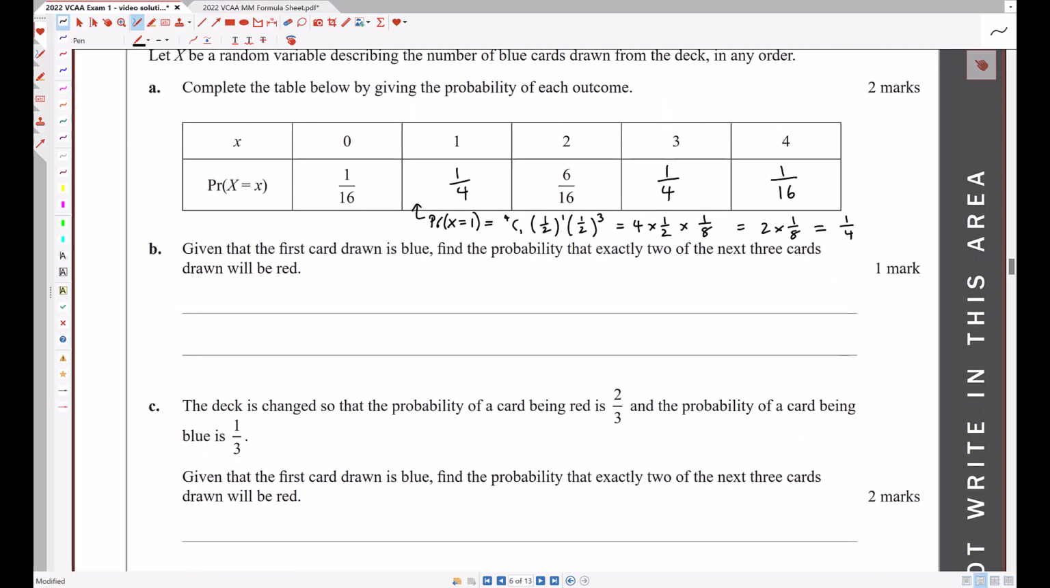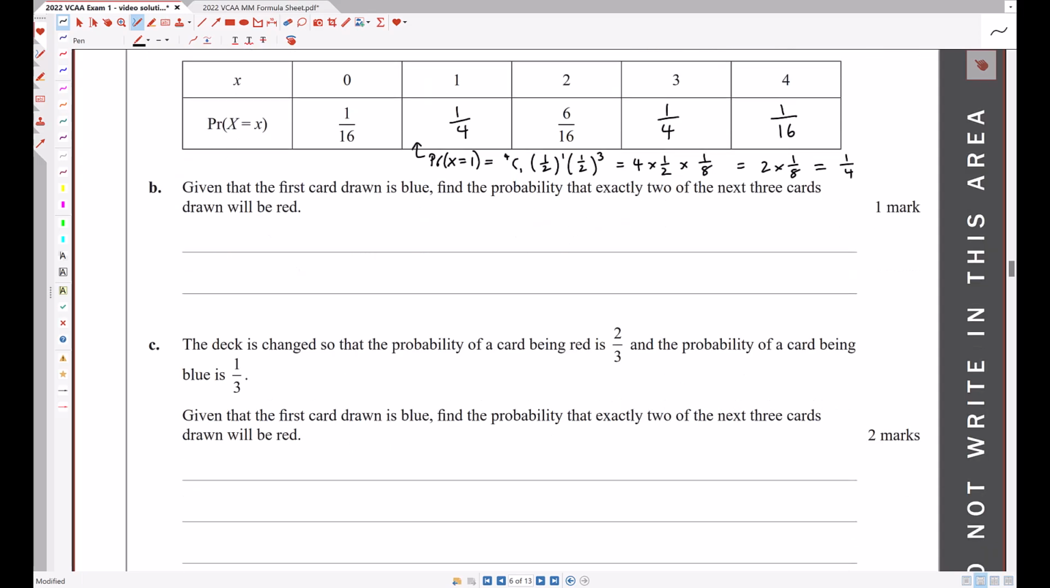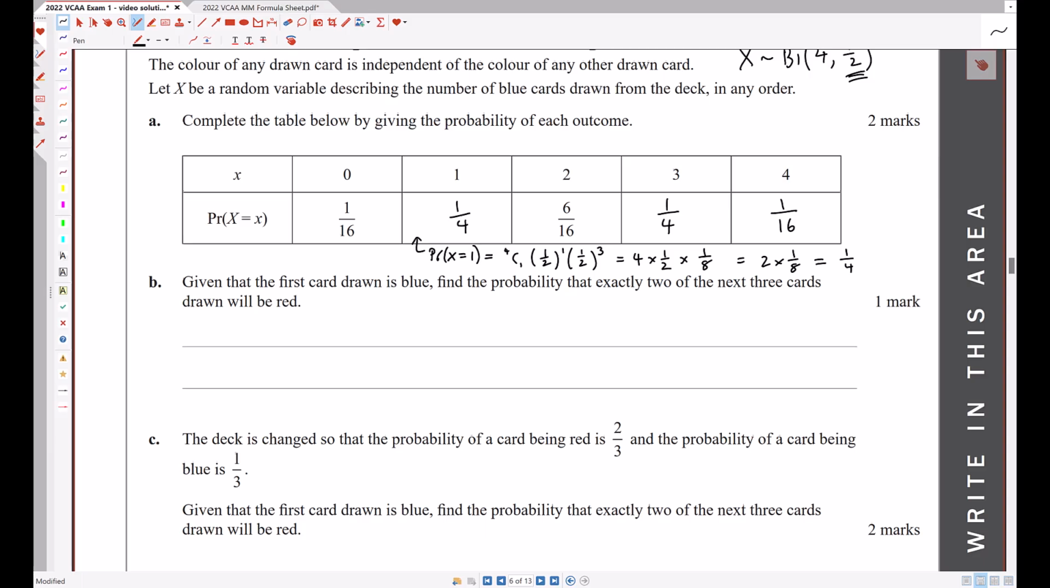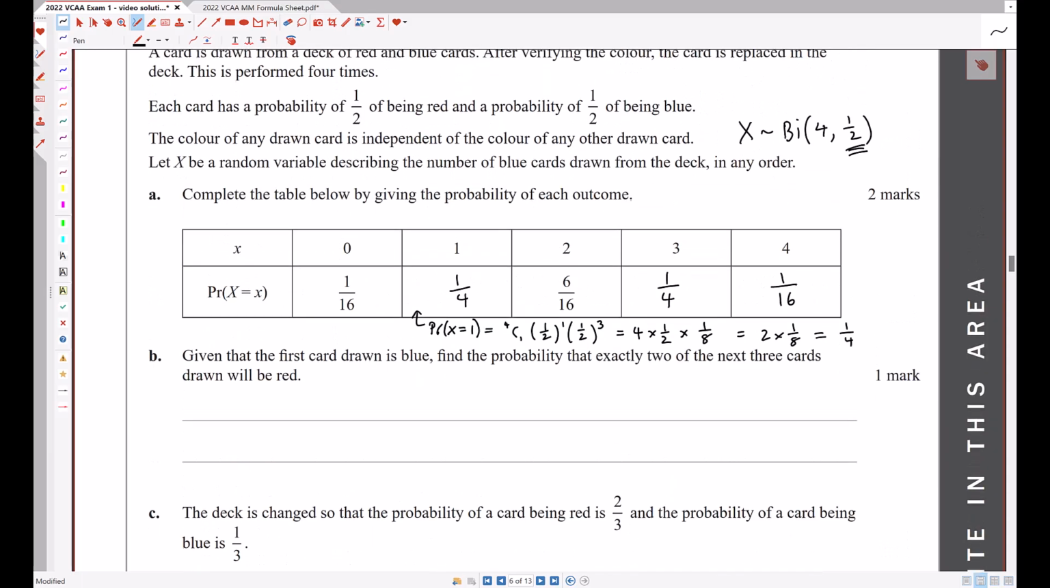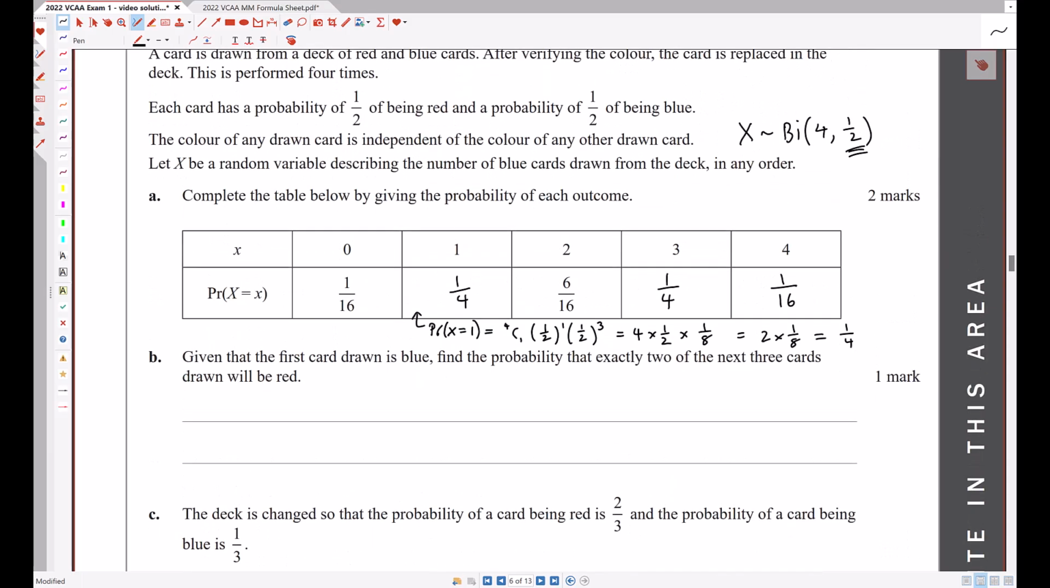Part B: given that the first card drawn is blue, find the probability that exactly 2 of the next 3 cards drawn will be red. Okay, so this is technically a conditional probability, but actually you don't need to calculate it as a conditional probability. There's not really enough space here for me to draw a tree diagram. I'm just going to scroll up to the inside cover sheet, which had some space on it, and draw a tree diagram there to show you what I mean.